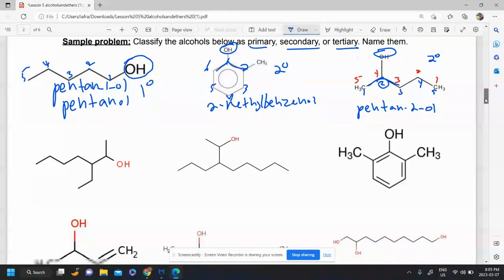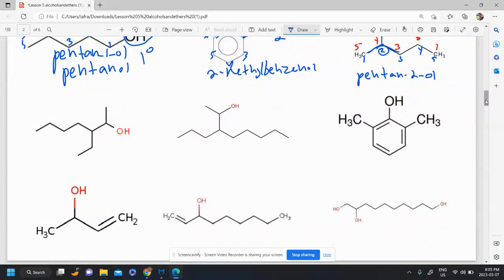Okay, so now we're going to try to name these ones, and you can try them on your own since you have some experience now. So here's the OH group. I'm going to try to find the longest chain that contains the OH group, and it looks like it's going to be this one here.